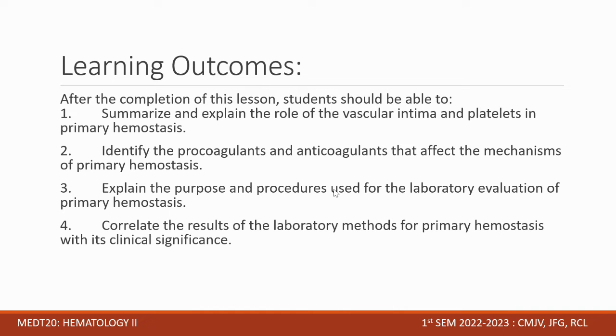After this lesson, you should be able to summarize and explain the role of the vascular intima and platelets in primary hemostasis. Also, to identify the procoagulant and anticoagulant properties that affect primary hemostasis, explain the laboratory procedures, and correlate its results sa ating with its clinical significance.